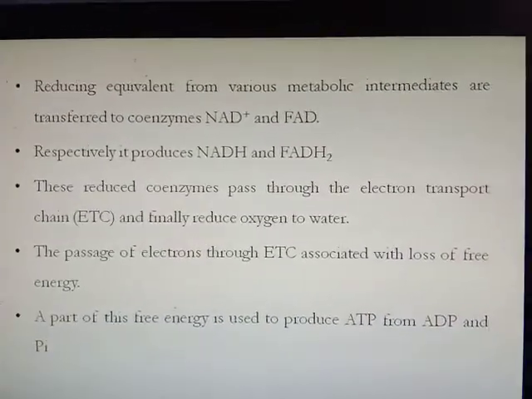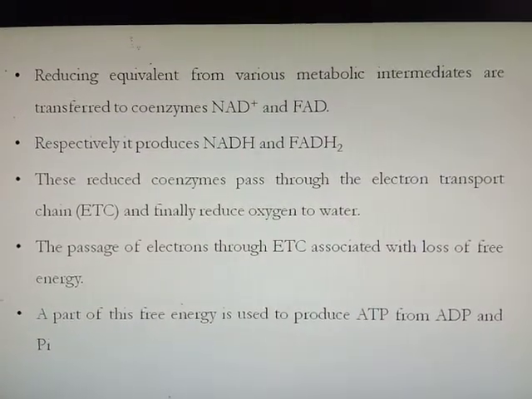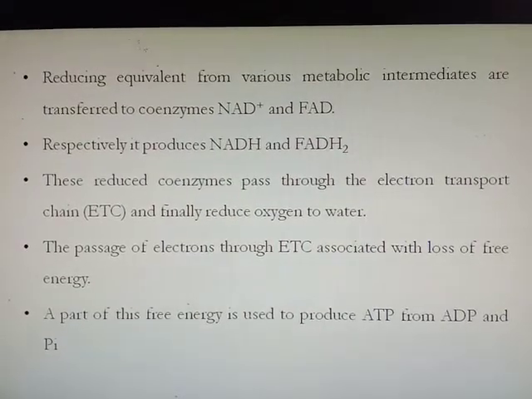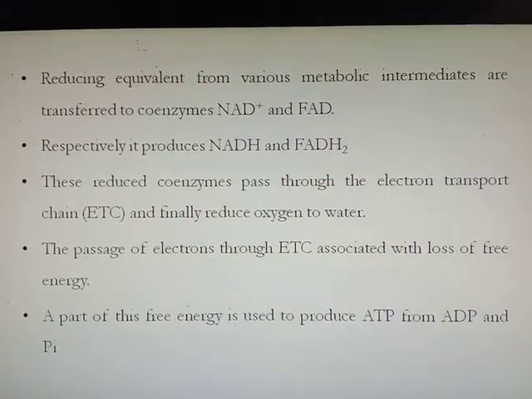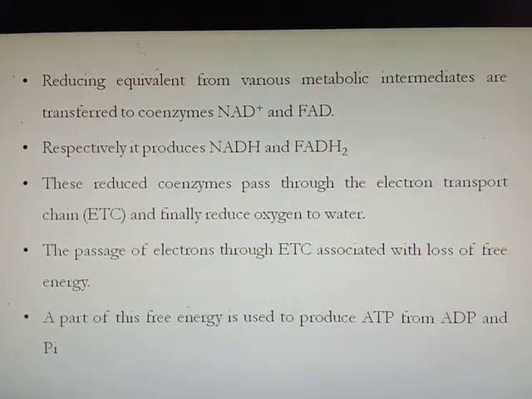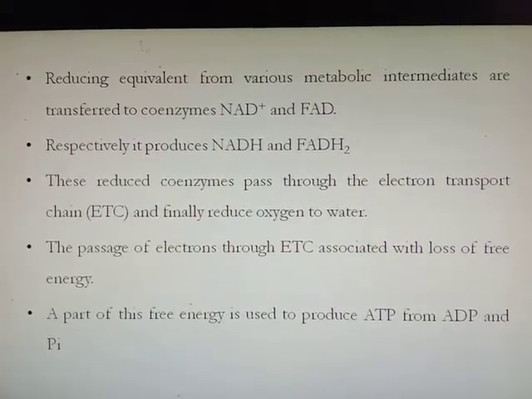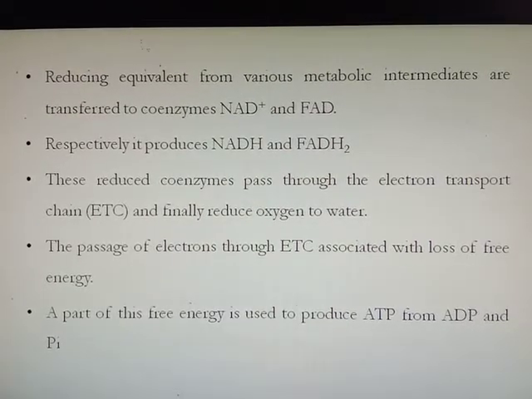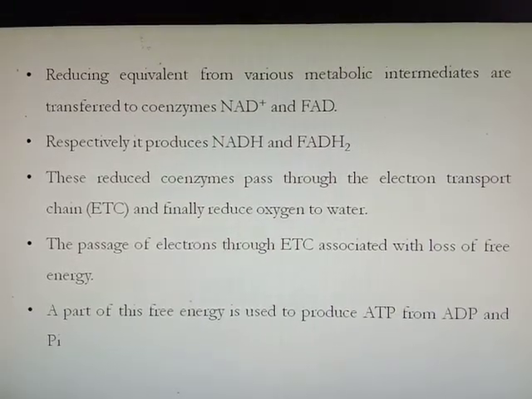The reducing equivalents from various metabolic intermediates are transferred to coenzymes NAD and FAD. So during glycolysis, beta oxidation of fatty acid, or the citric acid cycle, hydrogen is transferred to NAD and FAD to form NADH and FADH2. Then this NADH and FADH2 are reducing coenzymes. They are passed through the electron transport chain and finally reduce oxygen to water.